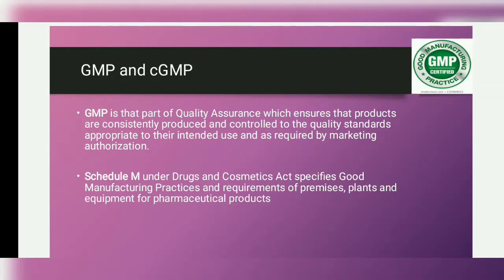And Schedule M under the Drugs and Cosmetics Act specifies good manufacturing practices and also requirements of premises, plants, and equipment for pharmaceutical products. So, GMP, as the name specifies, is good manufacturing practices, and CGMP is current good manufacturing practices. We will discuss CGMP in our next slide.